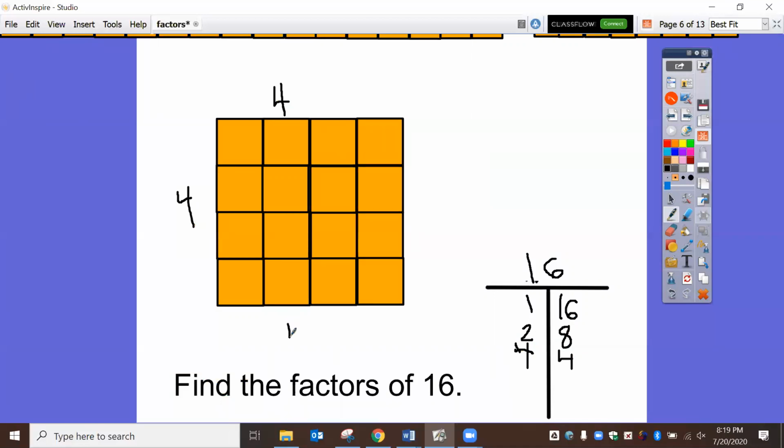So once again, I'm going to list my factors in order from least to greatest. 1, 2, 4, 8, and 16. Notice that I did not write the 4 twice. When we're listing factors of a number, we do not repeat any numbers that might occur more than one time.